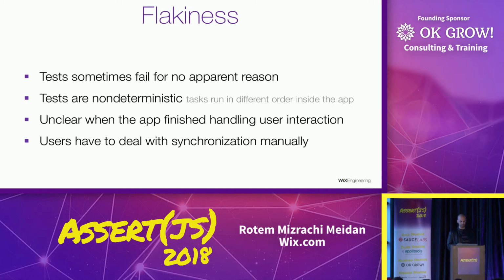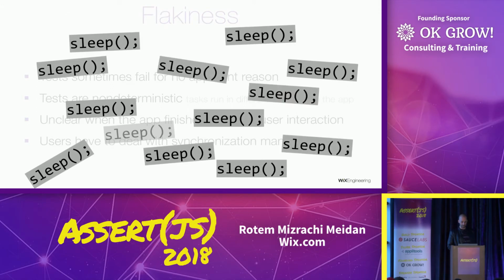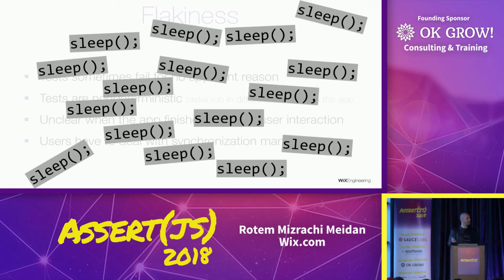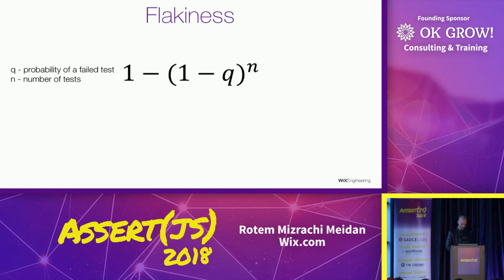So users of end-to-end test frameworks usually deal with synchronization manually. They use multiple sleep functions in strategic locations just to make the test pass. This is an example I took from Aaron Greenwald's talk from React Amsterdam. This loop around driver sleep is what we actually would do to try preventing flakiness in previous testing platforms.